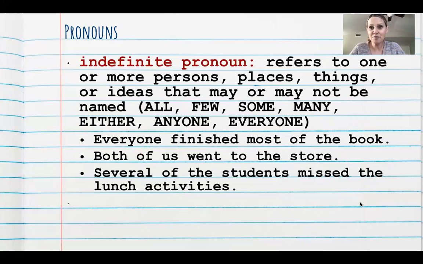Now, for another type of pronoun, this one you might not have thought of as being a pronoun, but it clearly is by definition, the indefinite pronoun.